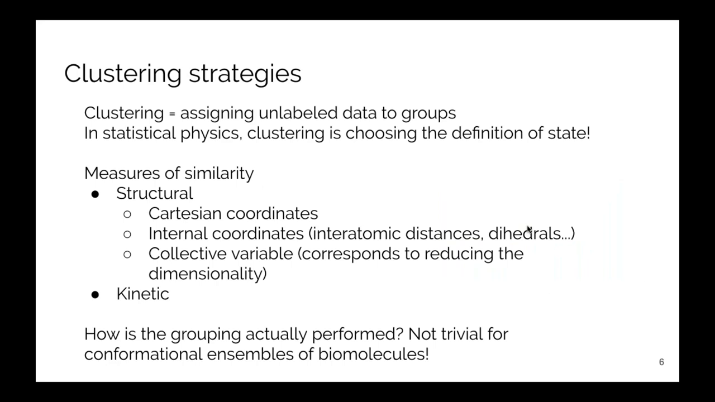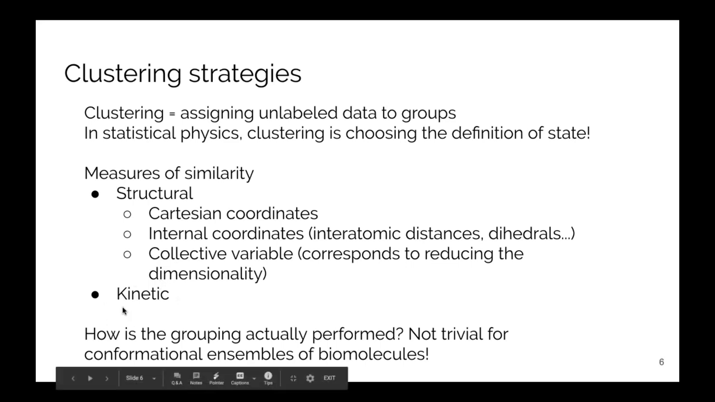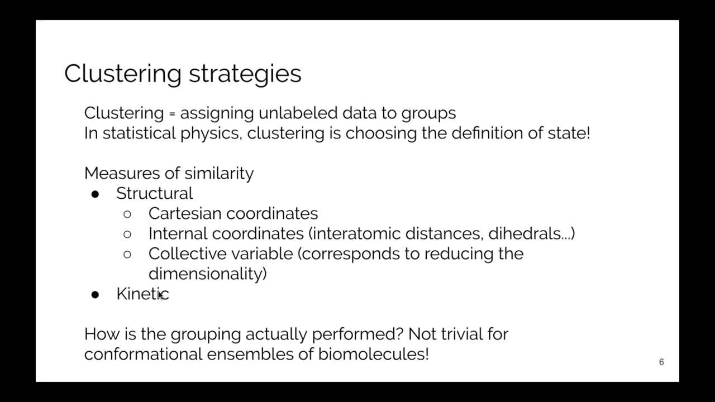So now that we've decided what we define as states, I want to talk a little bit about clustering. Clustering in data analysis is assigning unlabeled data to groups. And if we extend this definition to our field in statistical physics, clustering is basically choosing the definition of state. When we do clustering, this hinges on measuring similarity or dissimilarity between configurations. We can do this basically in two ways, in a structural manner or in a kinetic manner, and that would be measuring configurations that are close to one another in time. In this webinar, we will not talk about kinetic clustering, and instead we will focus on structural clustering.